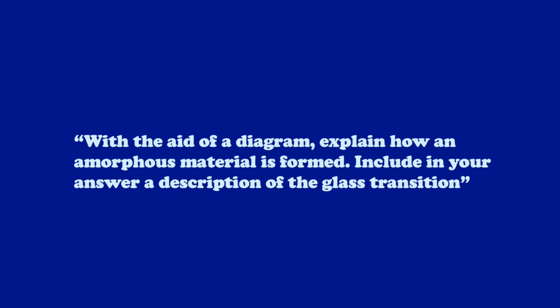And the last thing I would note is that an amorphous material is characterized by a glass transition temperature. Therefore, it seems to me super important that you can explain what a glass transition temperature is. And that's the point of the next question. With the aid of a diagram, explain how an amorphous material is formed. Include in your answer a description of the glass transition.